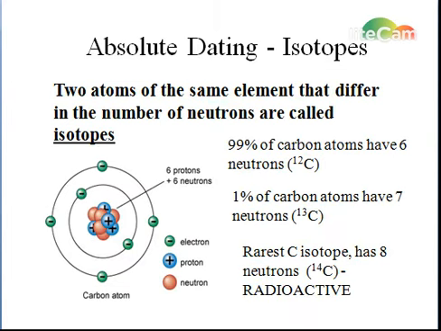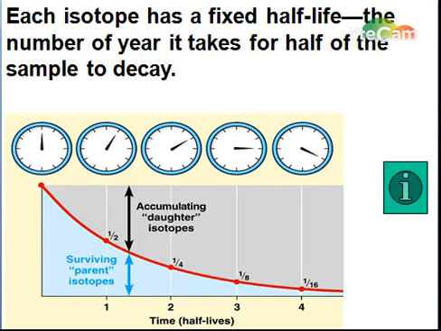This is just a picture showing that two atoms of the same element that differ in the number of neutrons is the definition of an isotope. And here they're comparing carbon-12, carbon-13, and carbon-14. And this is again showing the idea that an isotope has a fixed half-life, which again is the number of years it takes for half of it to decay.